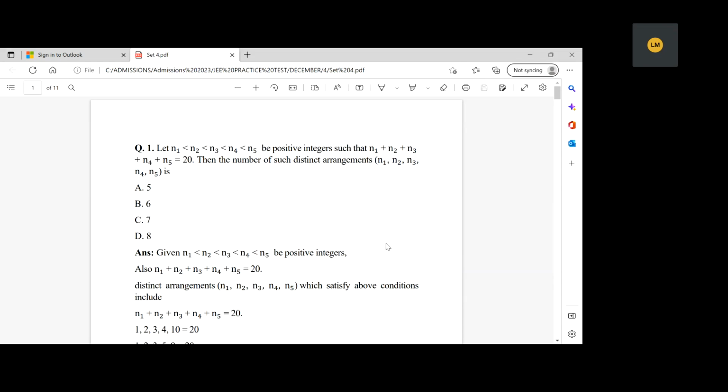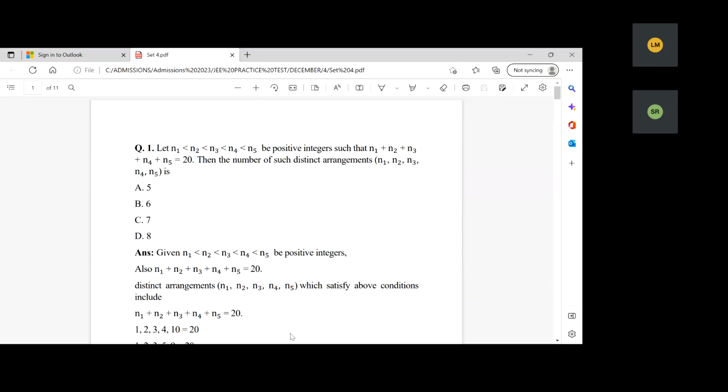All the questions we are going to discuss today are previous year AEEE or previous JEE questions. So this is the first question. I'll read out question number one. You can start doing it. You can start finding out the arrangements. And I hope everybody is on mute.